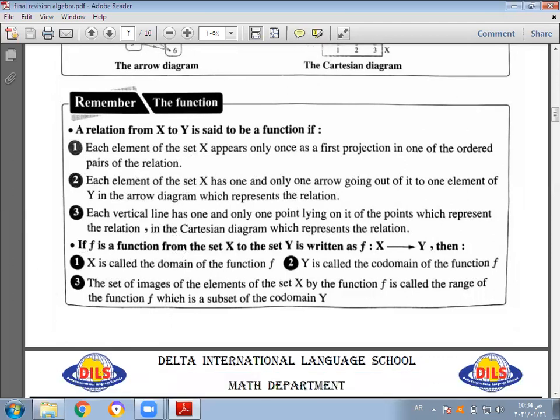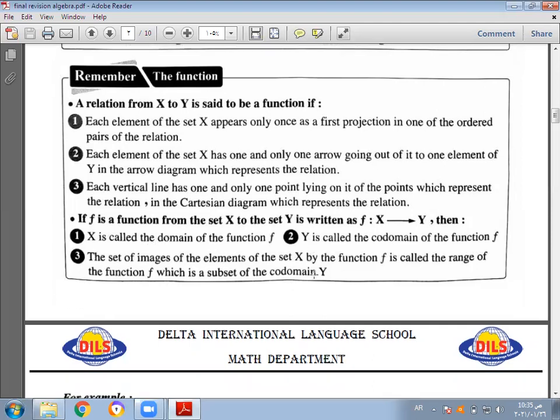If f is a function from set x to set y, it is written as f from x to y, then x is called the domain of the function f, and y is called the codomain of the function f. The set of images of the elements of the set x by the function f is called the range of the function f, which is a subset of the codomain y.